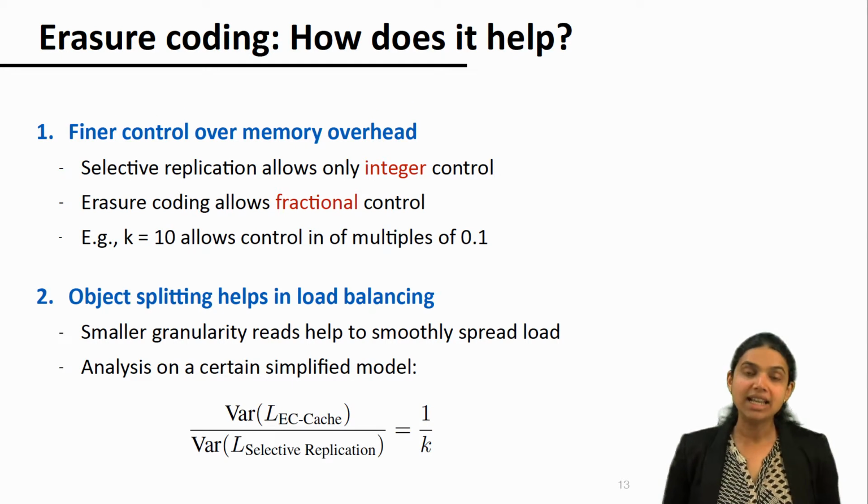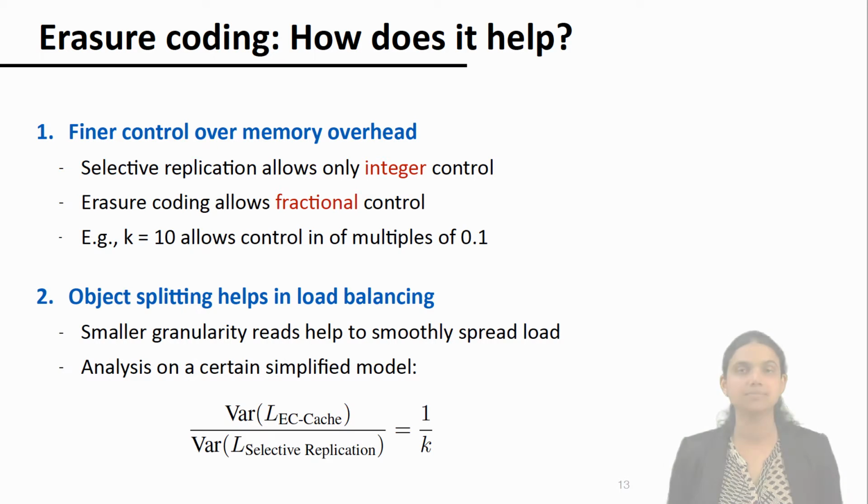Second, by splitting an object and caching them on different servers, EC-Cache is reading smaller amounts of data from each of the servers. This allows for more smoothly spreading the load across the servers. Under certain simplifying assumptions, we show that the variance of the distribution of the load in terms of the amount of data served across the servers decreases K-fold under EC-Cache as compared to selective replication.